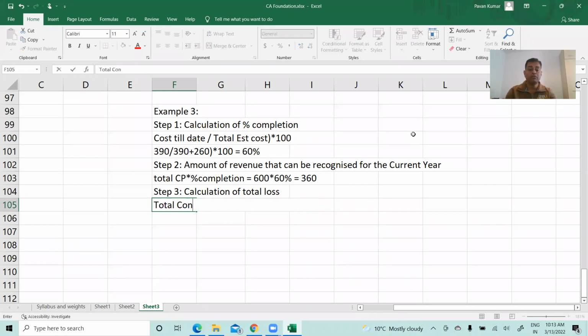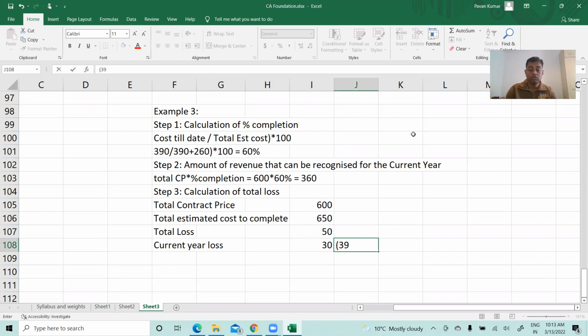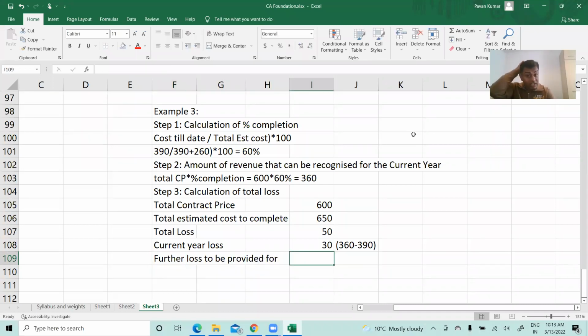Okay, so total contract price, how much? 600. Total cost 650. Total loss 50. Current year loss 30. How did this 30 come? 360 minus 390. Therefore, further loss to be recognized. Tell me how much I should write here. Guys, how much should I write here? 20. Correct. 20. That's all.